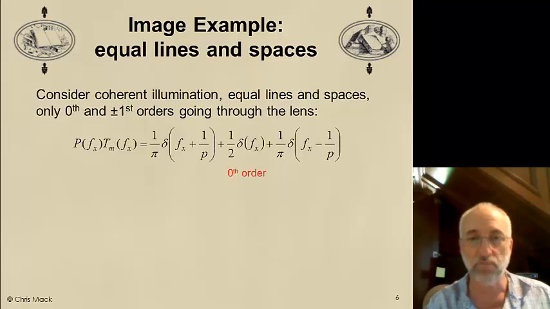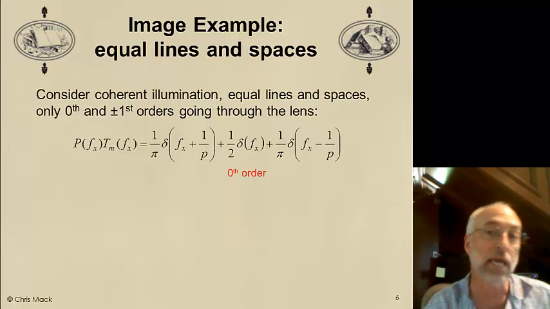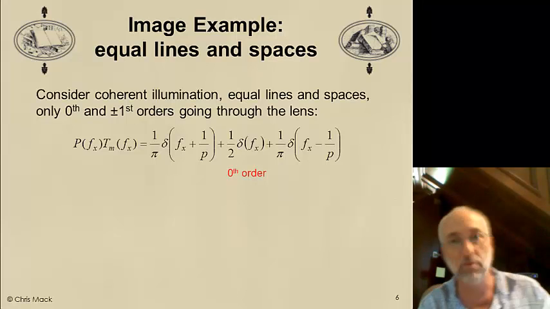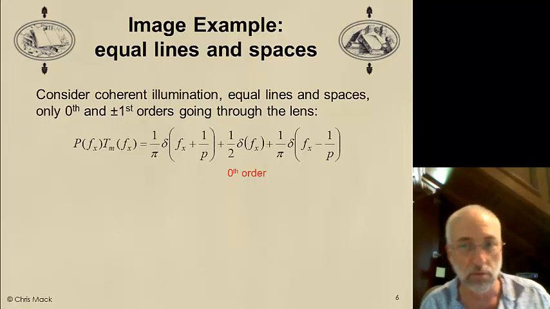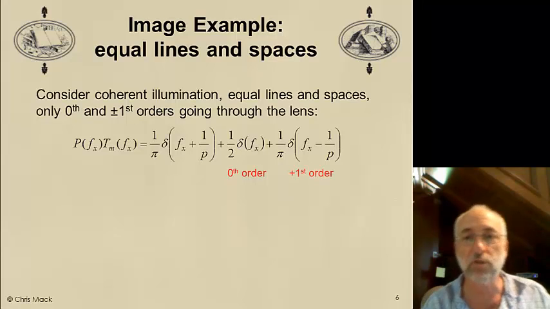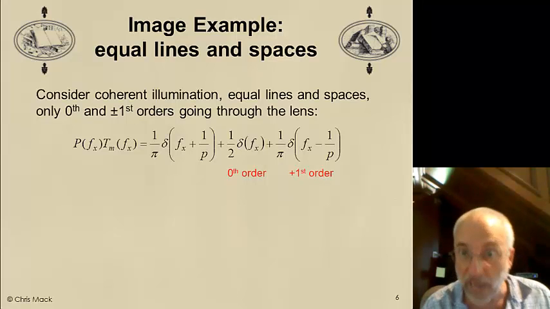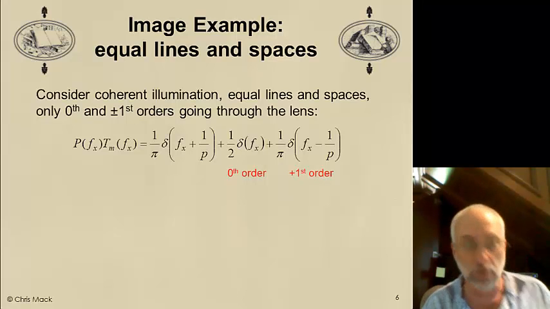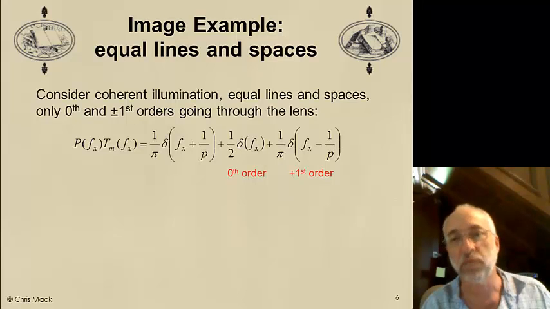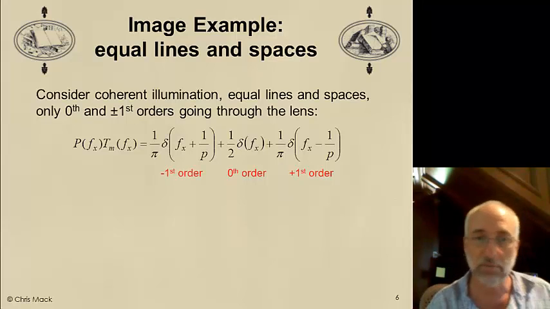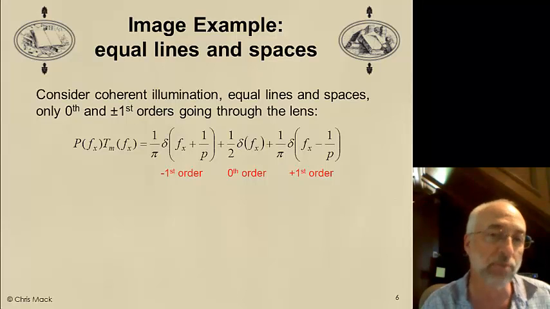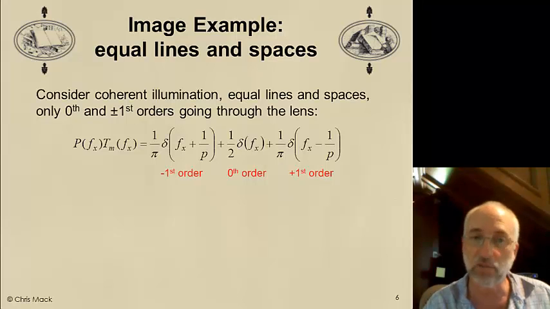And what do we see? Well, we've got the 0th order here, which has an amplitude of 1/2, and the delta function, the point of light that represents the 0 order, occurs at the spatial frequency of 0. The plus first order has an amplitude of 1/pi. It's a delta function, a point of light, that occurs at a spatial frequency of 1 over the pitch. And the minus first order also has an amplitude of 1/pi, and it is at a spatial frequency of minus 1 over the pitch.